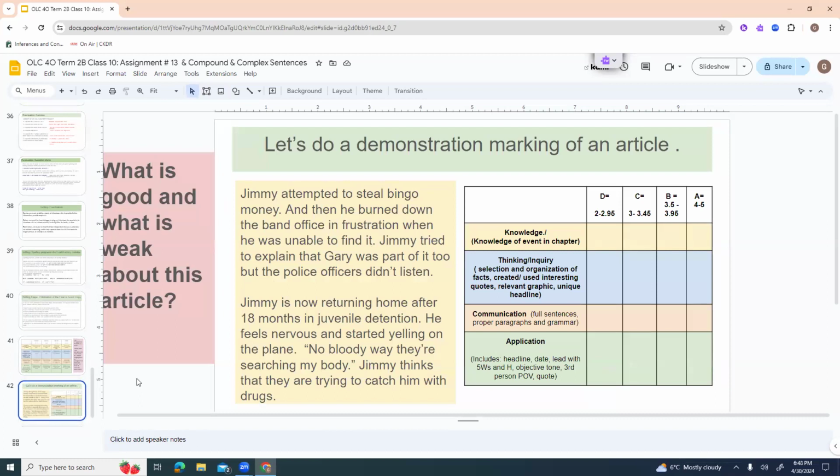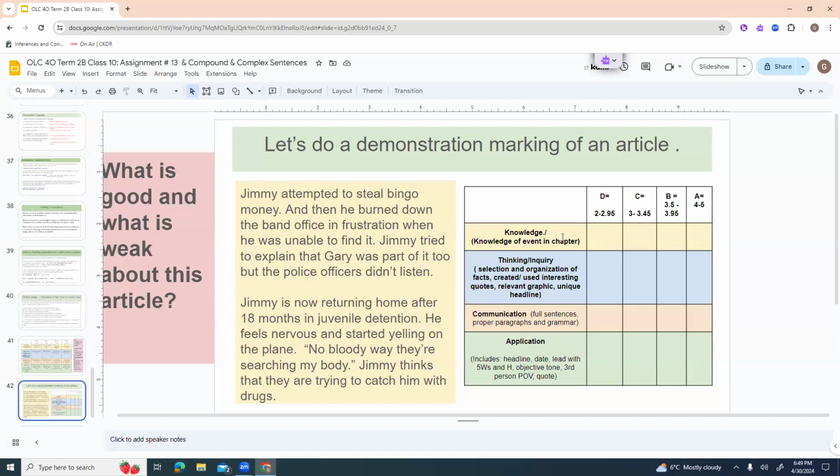We have just a little tiny bit of time. We're going to do a demonstration marking of the article. I'm going to mark in front of you. What is good and what is weak about this article? Jimmy attempted to steal bingo money and then he burned down the band hall in frustration when he was unable to find it. Jimmy tried to explain that Gary was part of it too, but the police officers didn't listen. Jimmy is now returning home after 18 months in juvenile detention. He feels nervous and started yelling on the plane, "No bloody way, they're searching my body." Jimmy thinks they're trying to catch him with drugs.